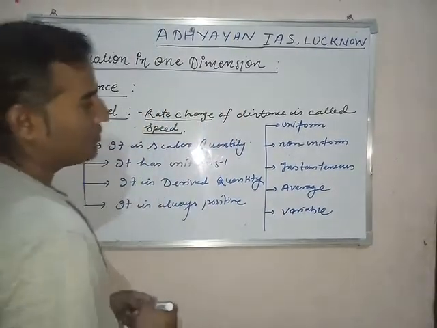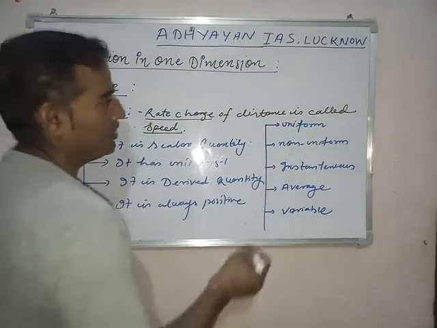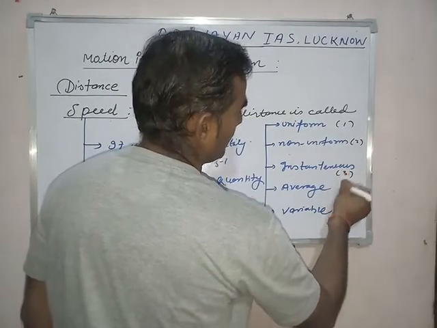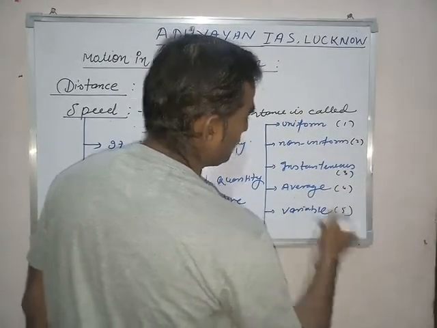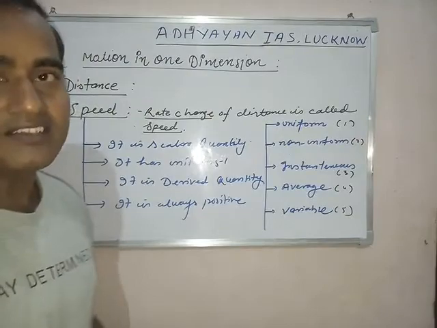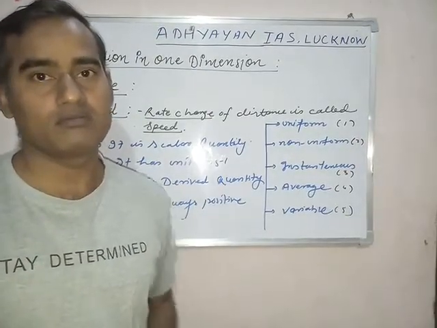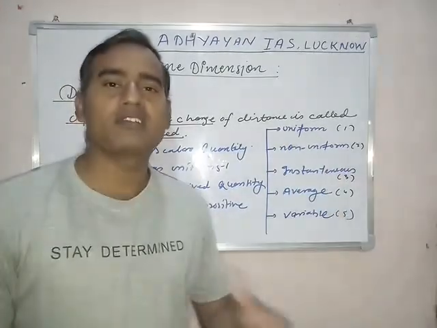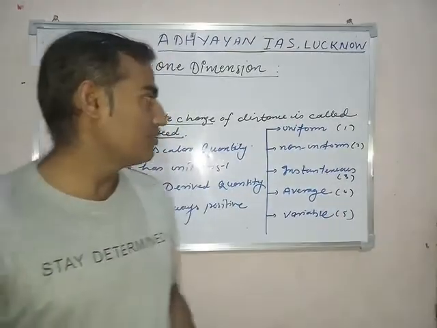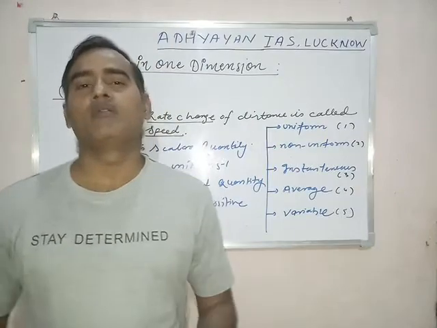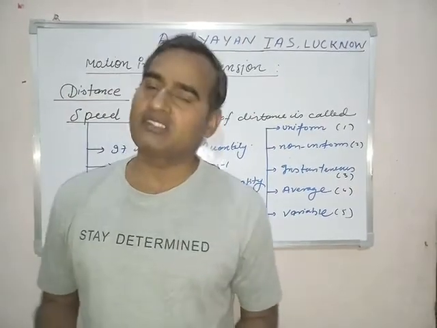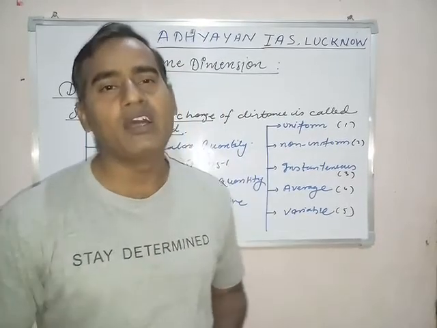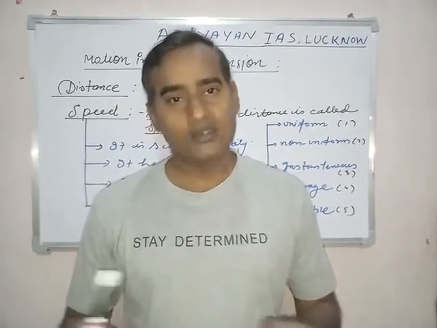These are the types of speed, five basic kinds. We will discuss each in detail: uniform, non-uniform, variable, instantaneous, average. All the kinds of speed will be discussed in detail in our next video, along with graphical representation.